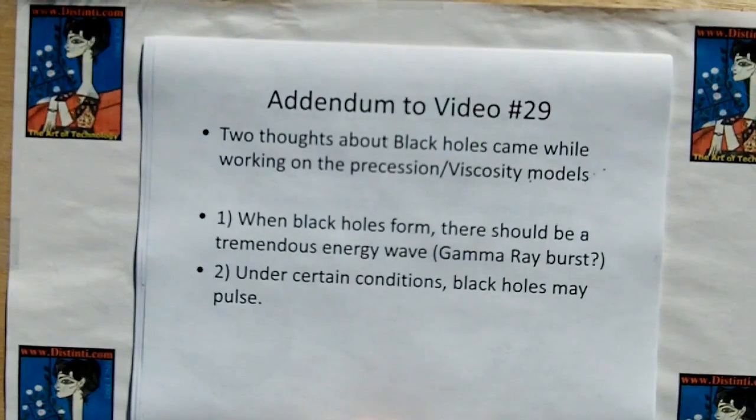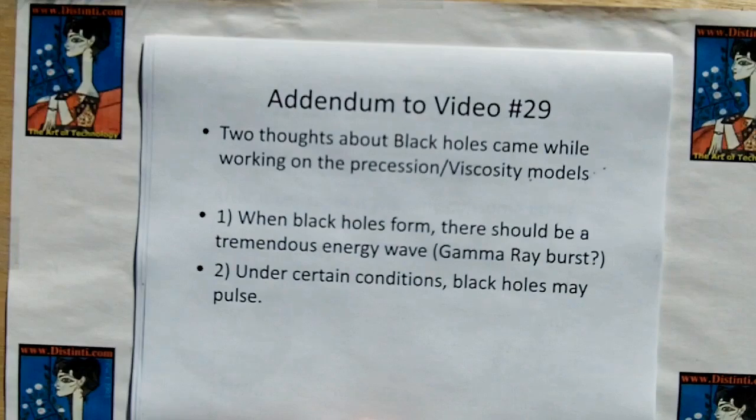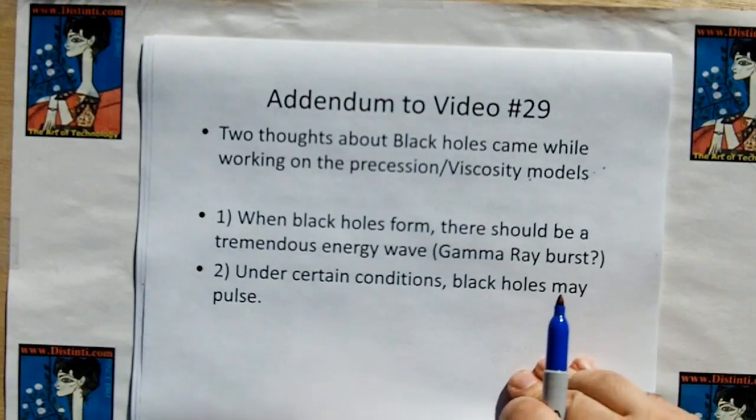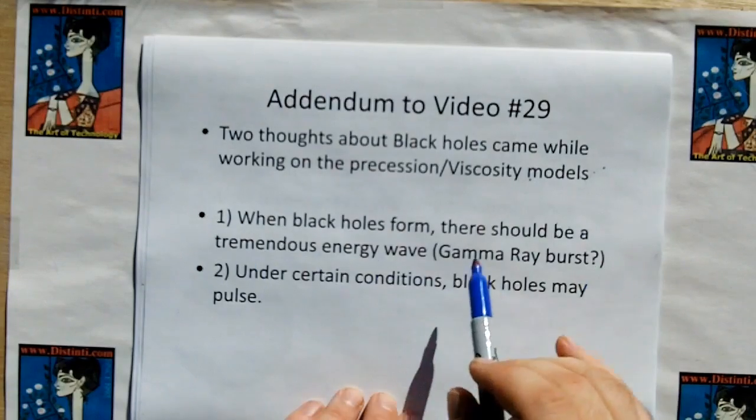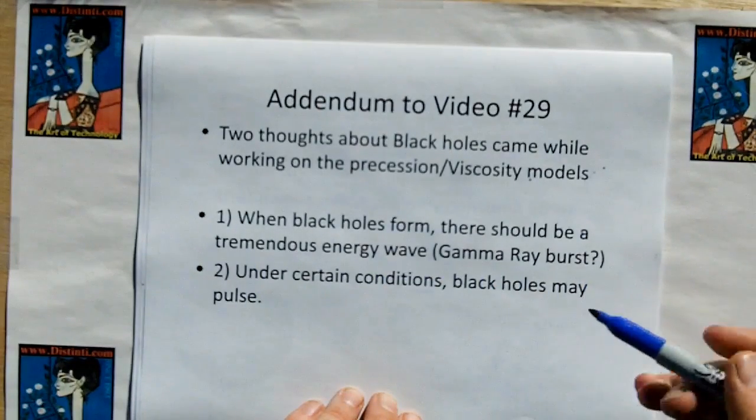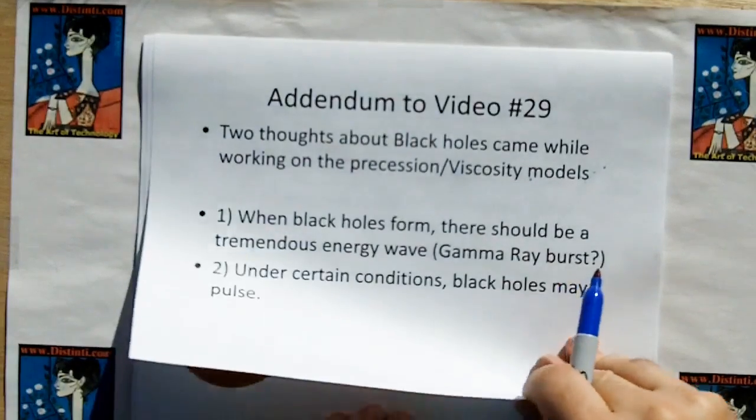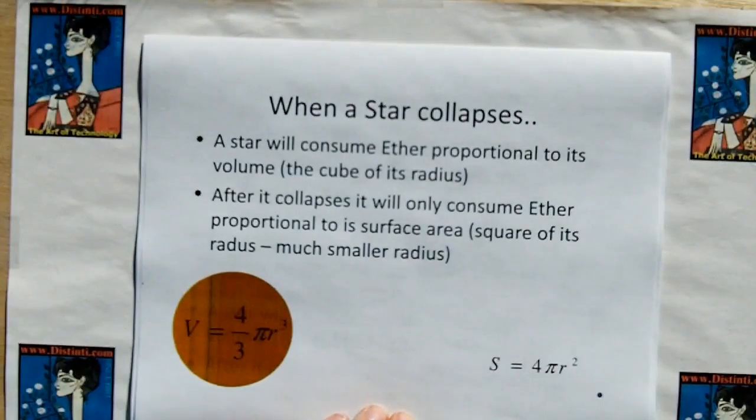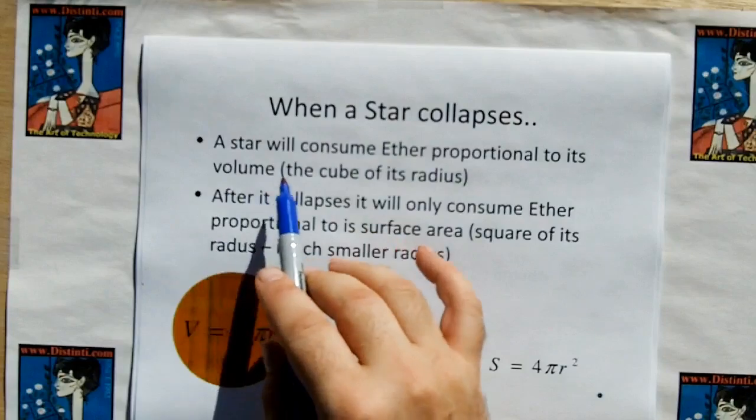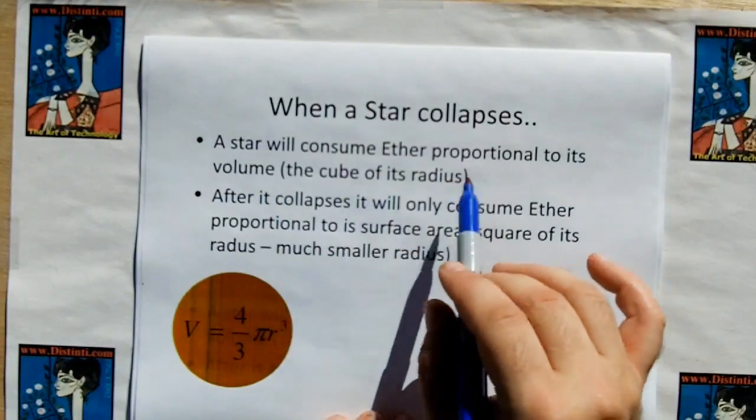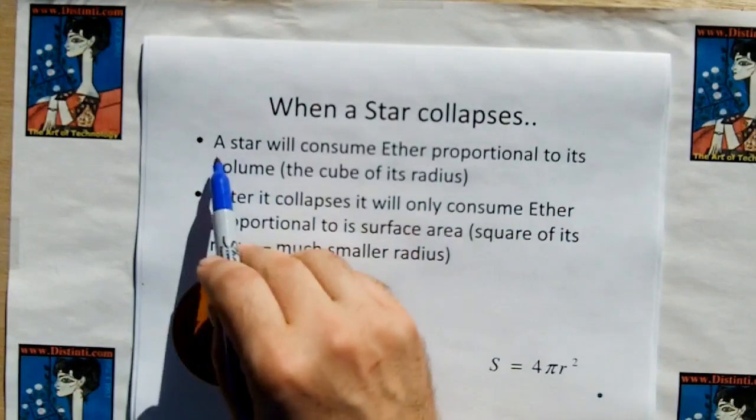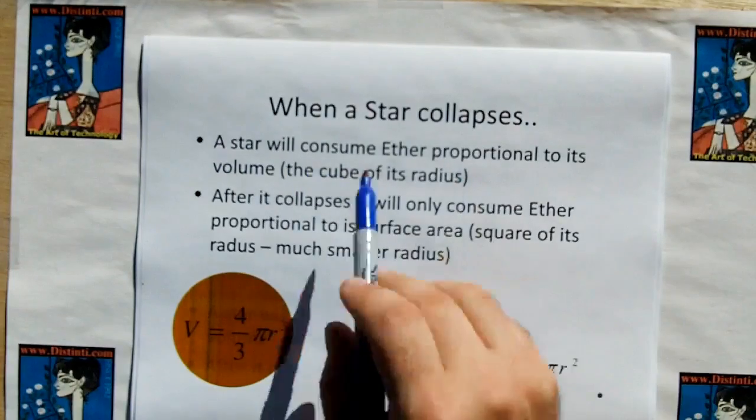So now let's break over to video number 29. It was two thoughts about black holes that came to me while working on this precession viscosity model. When black holes form, there should be a tremendous energy burst. Maybe that's a gamma ray burst, I don't know. And under certain conditions, black holes may actually pulsate. Because remember what we said before, before a star collapses, a star will consume ether proportional to its volume.